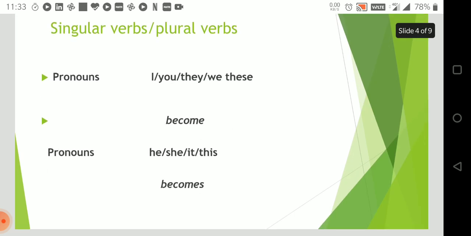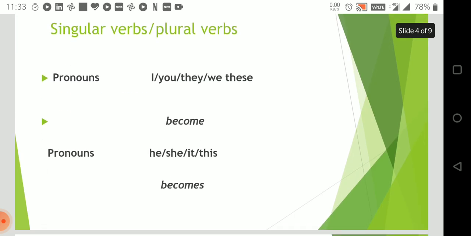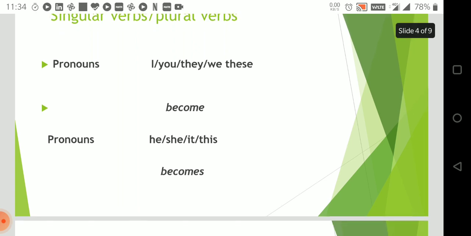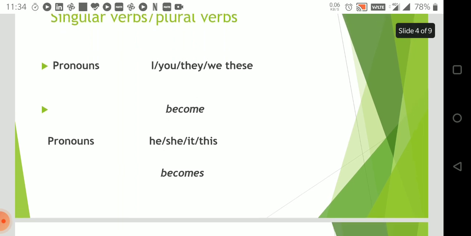Furthermore, it is extremely important to remember that verbs used with various pronouns must be considered while deciding the singularity and the plurality of the verbs. For the pronouns I, you, we, they, these, the verb must be plural, and for the pronouns he, she, it and this, the verb must be singular. Therefore, we have a plural verb become and a singular verb becomes mentioned here.